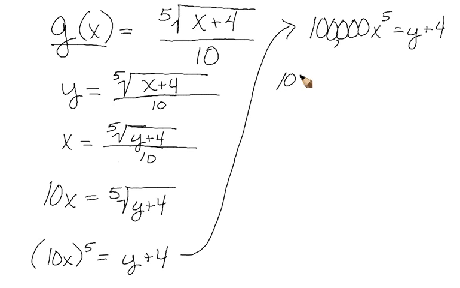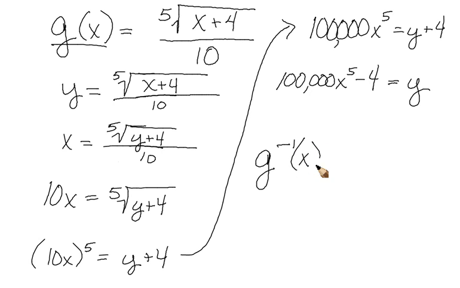So 100,000 x to the 5th minus 4 is y. And lastly, to write our answer, we're going to replace the y with g inverse of x equals 100,000 x to the 5th minus 4.